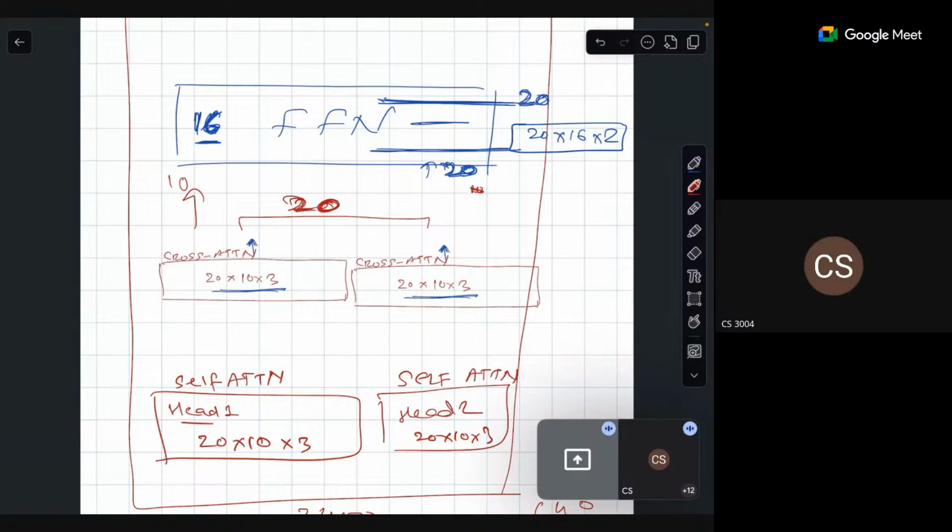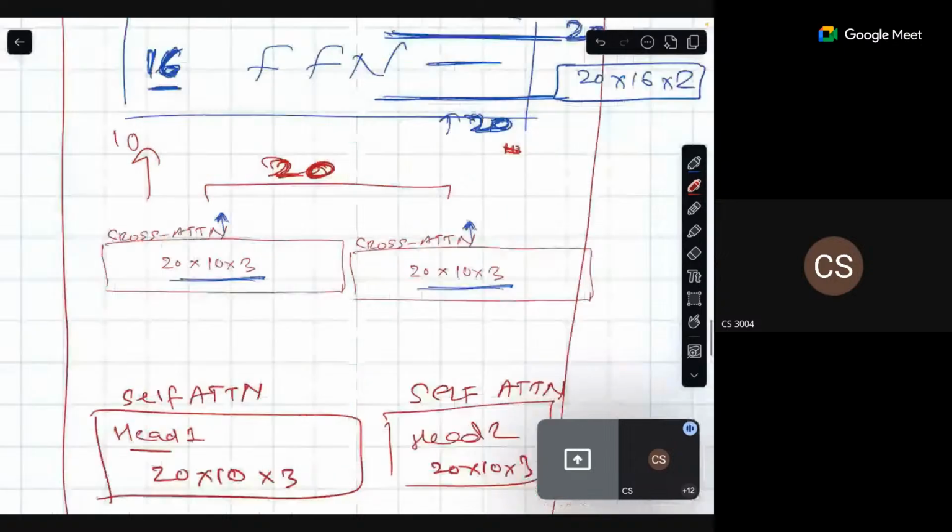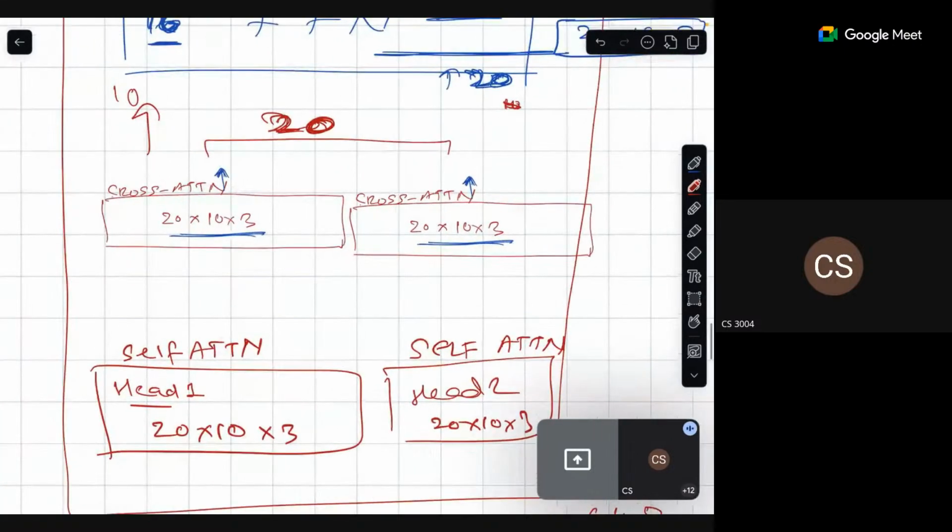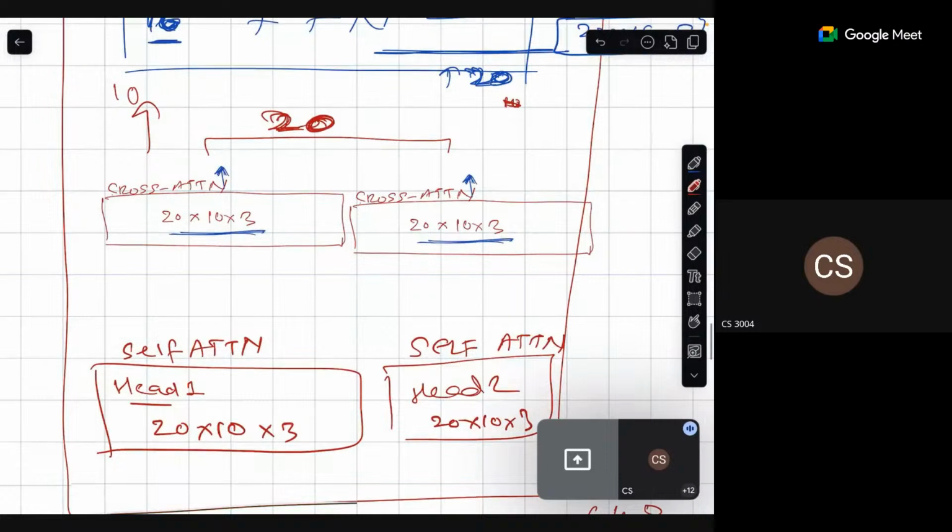Okay, so this is the decoder. We have two self-attention blocks, which will give 20 as output, and then we have two cross attention also, which will give again 20. Then feed forward. So what is the issue then? So this is 20 cross 3. Okay, 20 into 10 cross 3. Then again there also it's the same.